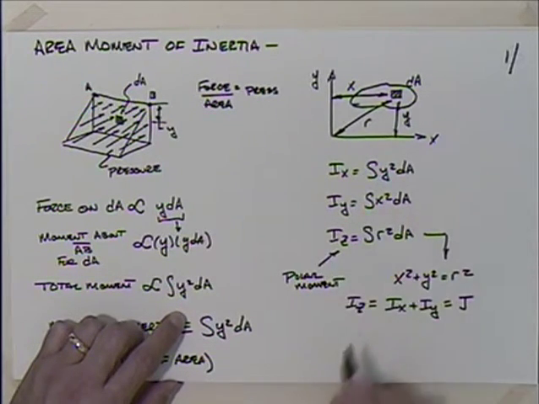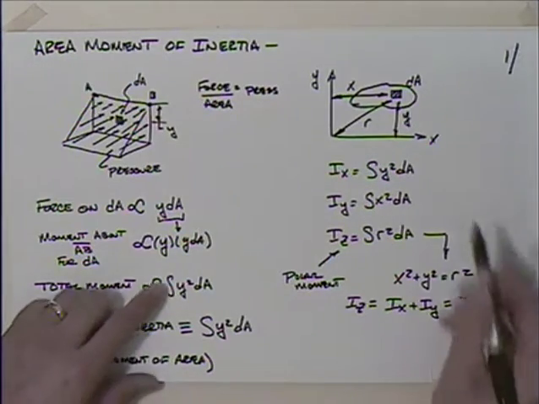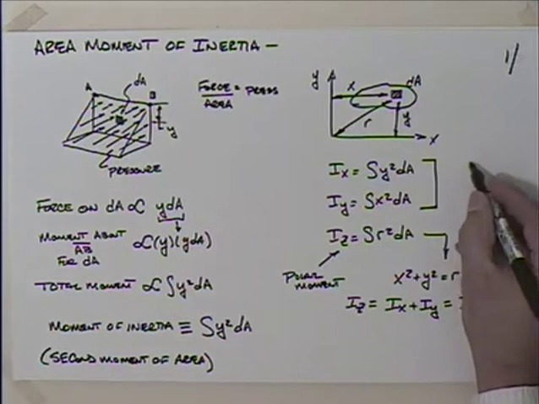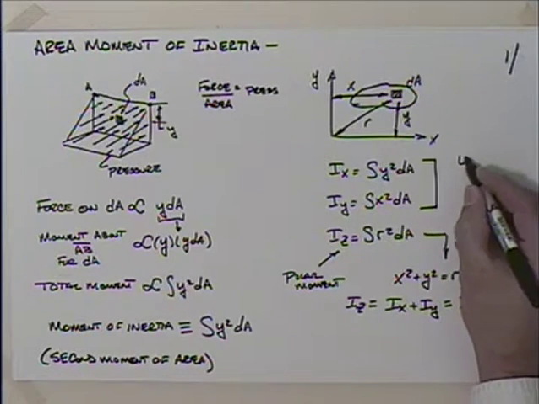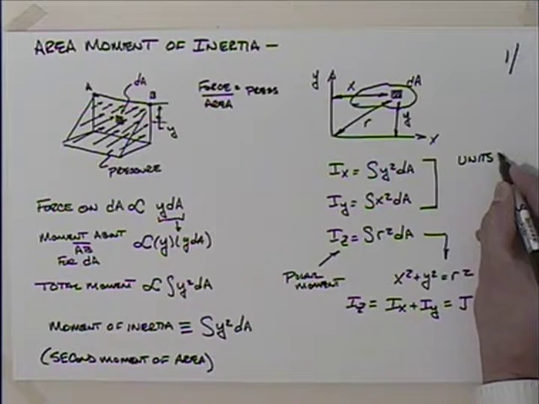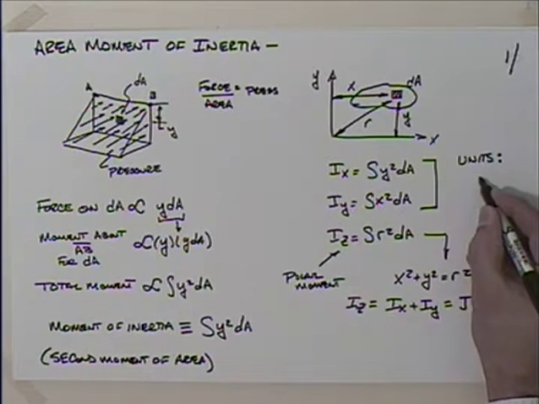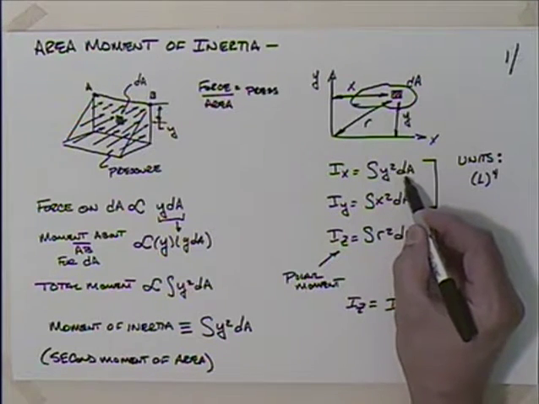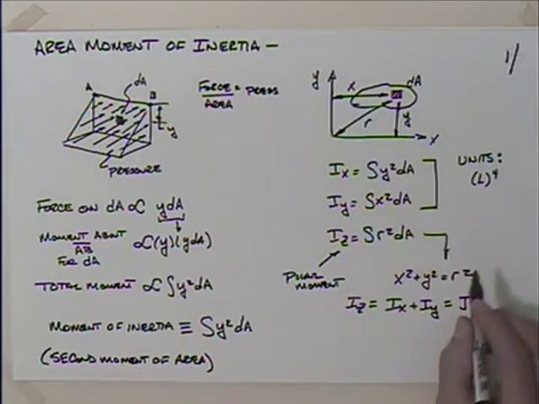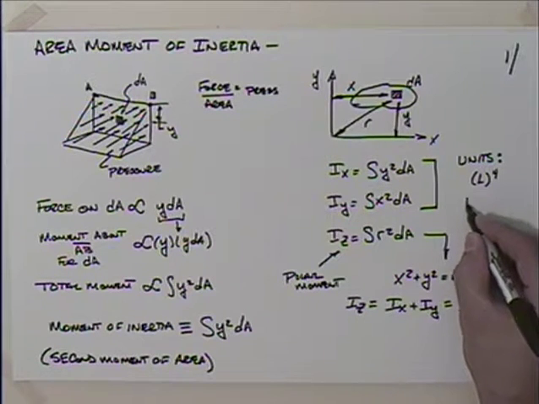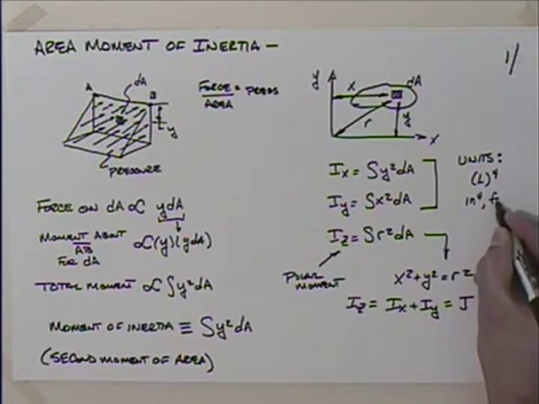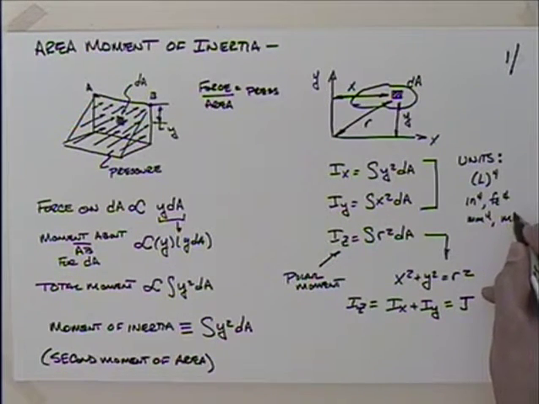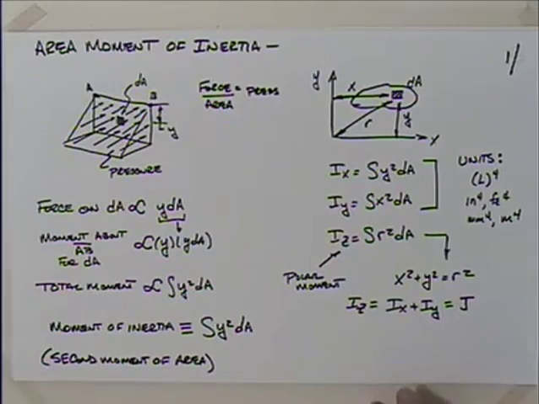The polar moment. Okay. For our work, we're just going to keep track of these. Now, if we look at the units on all of these, the units would be length to the fourth power, right? Because you have length squared, and then area is going to be length squared, so you have length to the fourth power. So you might have inches to the fourth, or feet to the fourth, or millimeters to the fourth, or meters to the fourth would be some possibilities.